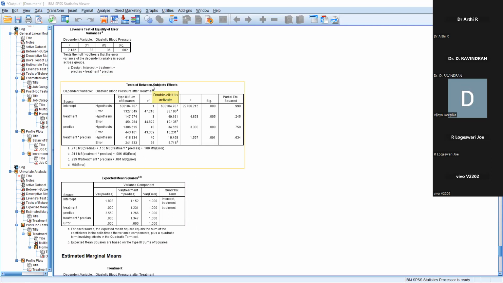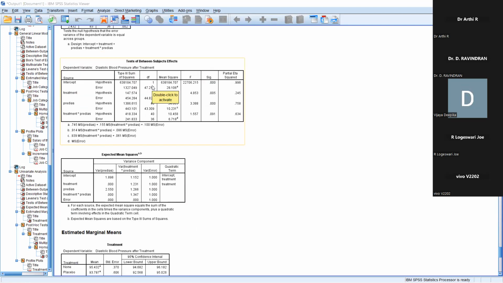Okay, then next is test of between subjects effects. So here you see the treatment. In the treatment, you find the significant value is lesser than 0.05. So it means that your post-diastolic pressure is different for different treatments. Okay, the F value is important. The degrees of freedom for treatment and the error term is also important. So all this you have to write in your interpretation.